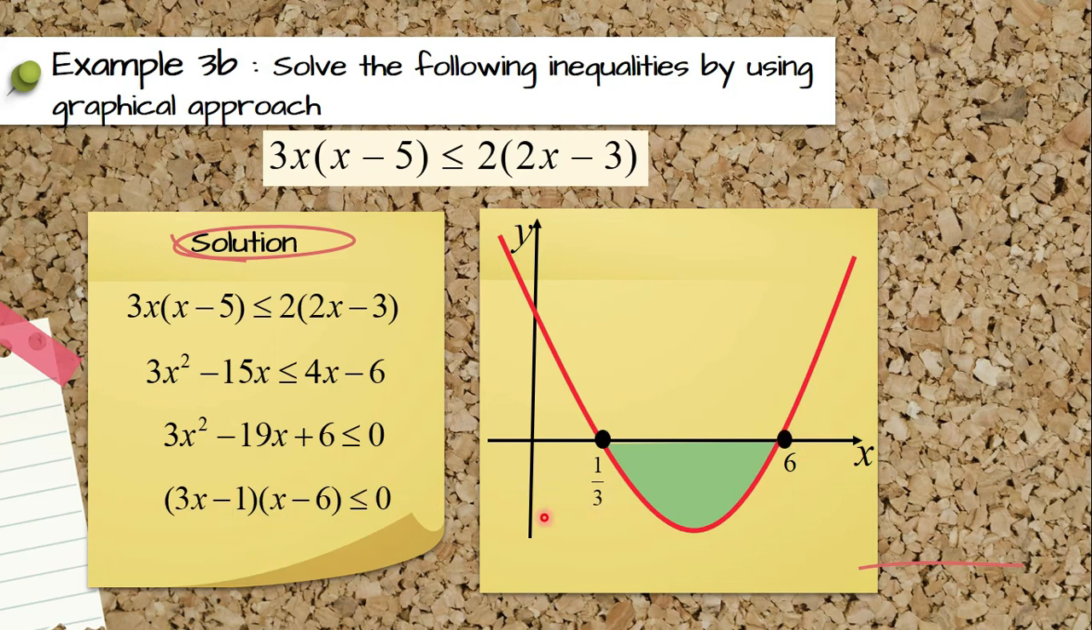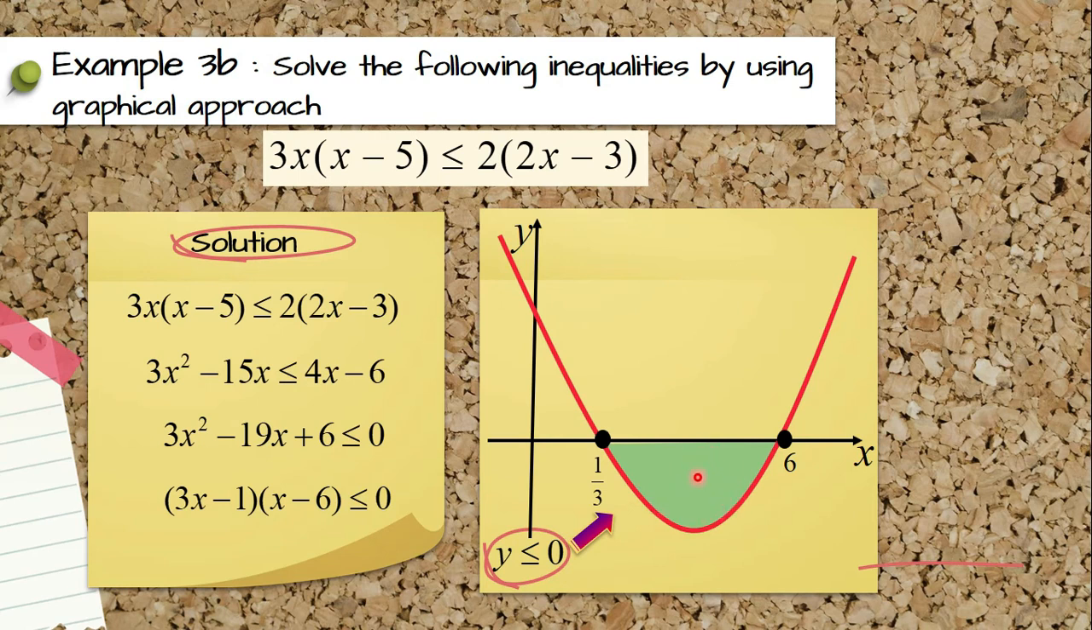So what is the answer? To find out the answer, you must refer to the last part, the part where you factorized. Because the sign of the inequality is less than or equal, we can say that this is y less than or equal to 0, so this part is under the x-axis. Under the axis, this is the location on the graph.